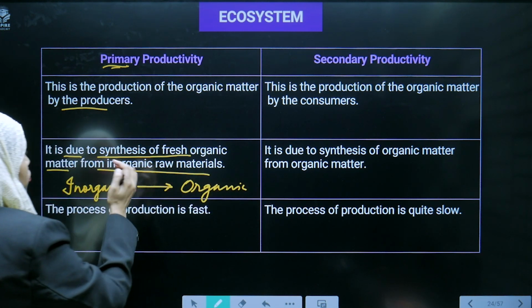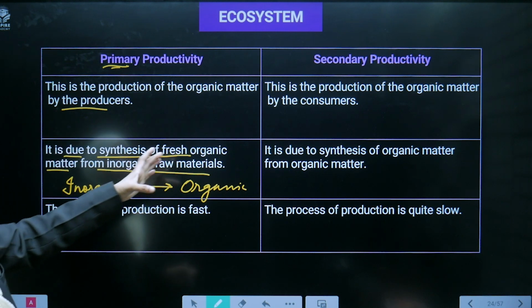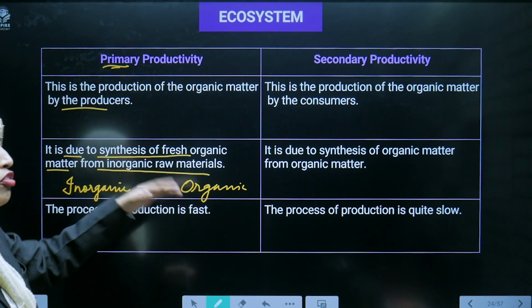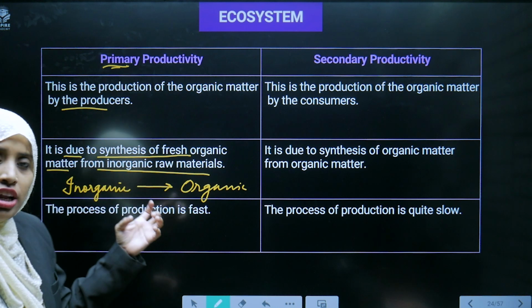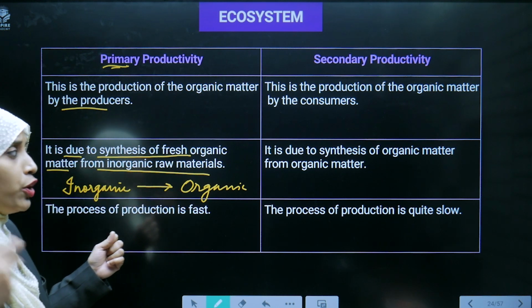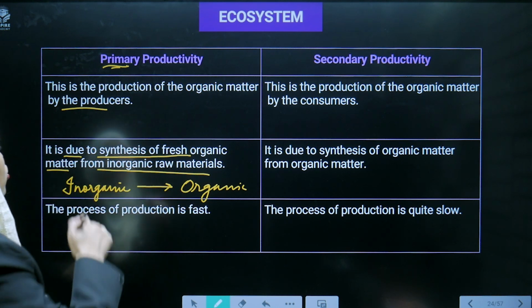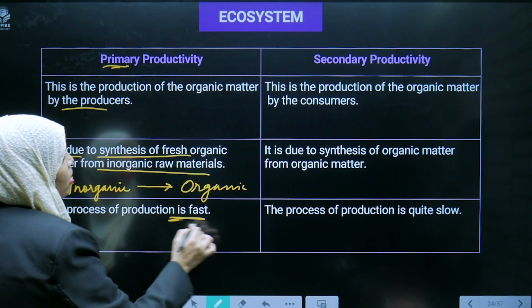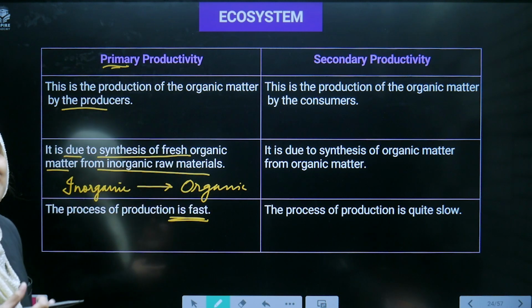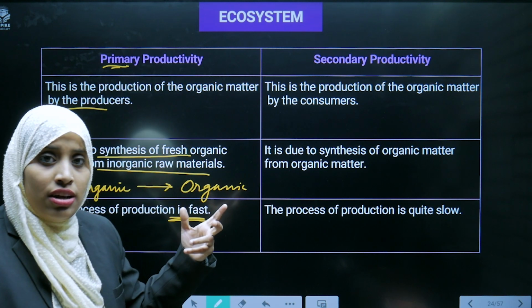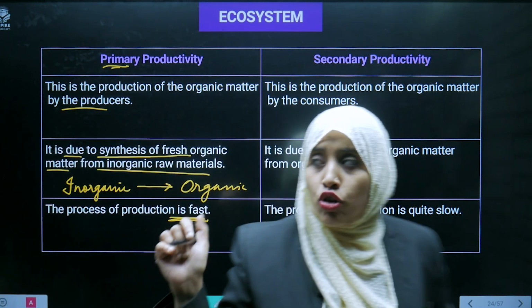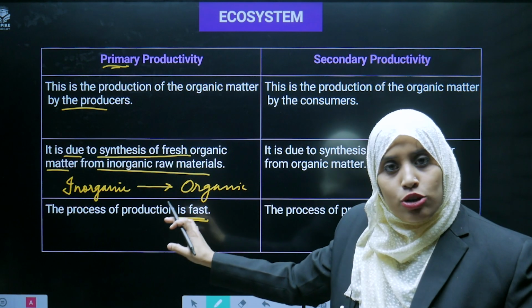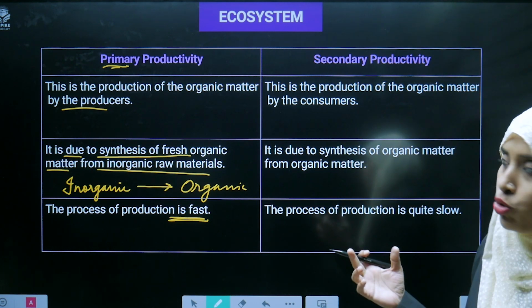Okay. So simply it is a synthesis of fresh organic matter from inorganic raw material. That inorganic raw material can be minerals, soil, nutrients, all this. So the whole process of production in primary productivity is fast because they are getting the sunlight, and using the sunlight they are performing photosynthesis. So we can say the primary productivity rate is high, fast.